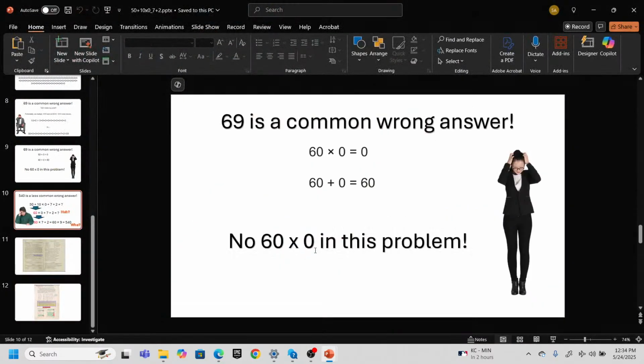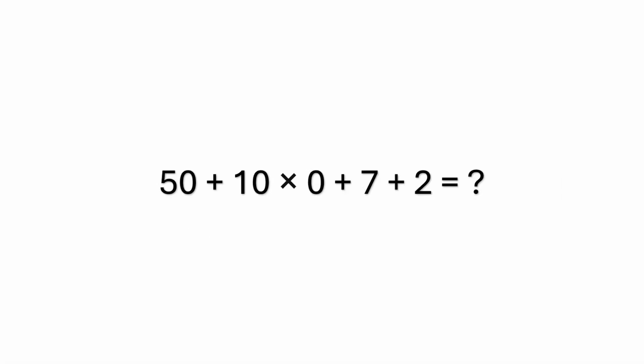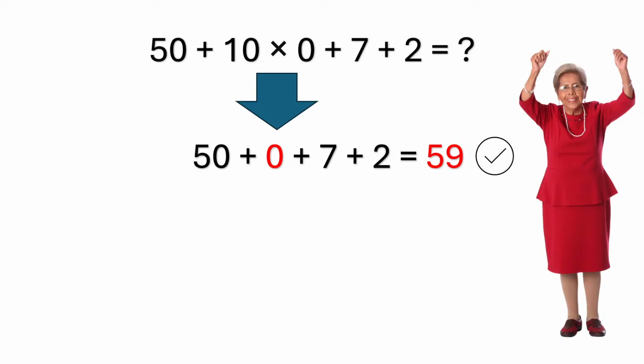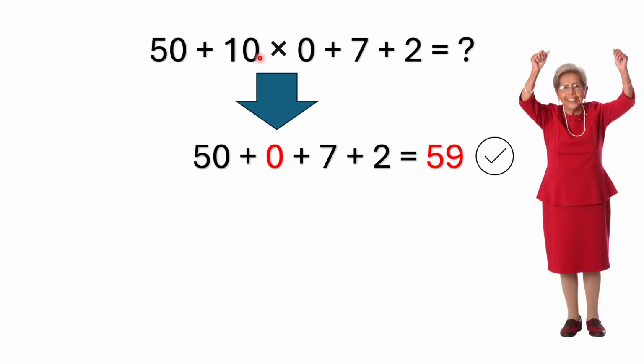Here's another one. This one here, I see this one posted quite a bit on Facebook, actually, guys. It's 50 plus 10 times 0 plus 7 plus 2 equals what? All right. So with this one here, again, multiplication has precedence over addition and subtraction as far as that goes. 10 times 0 is 0. And oh boy, does this one cause issues.